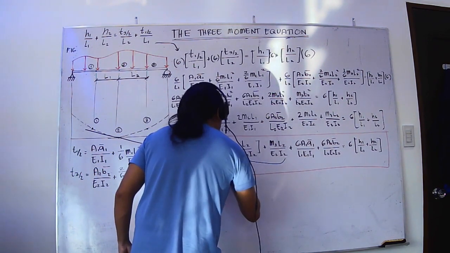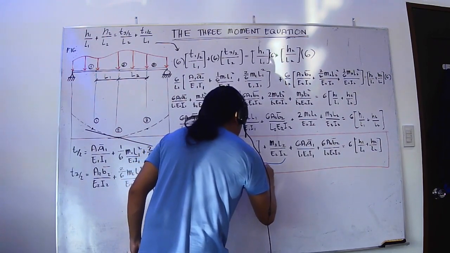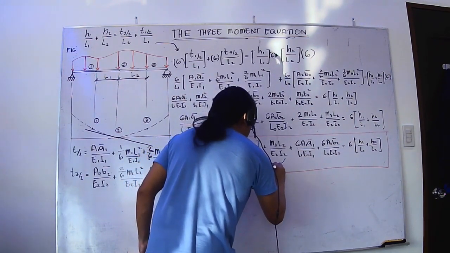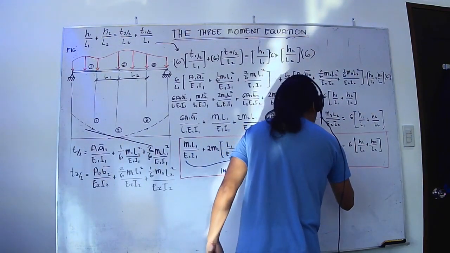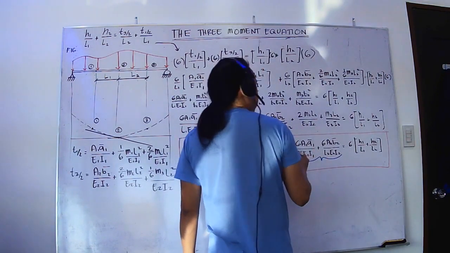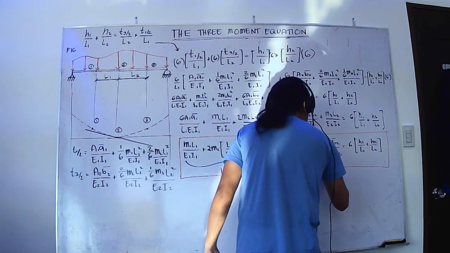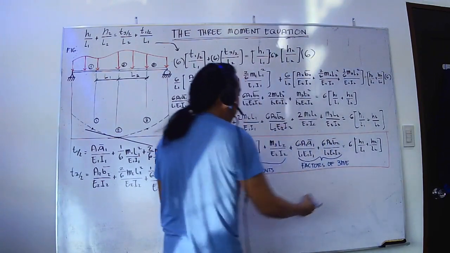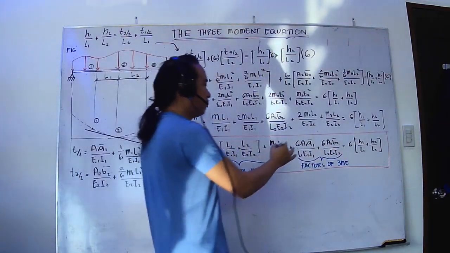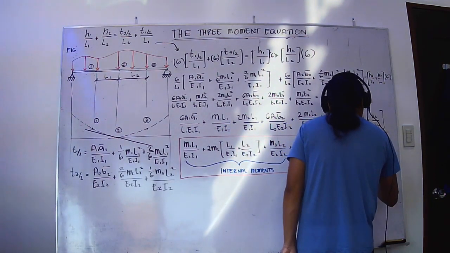These are internal moments, okay? Internal moments. These are the factors of the three moment equation. And this is our support settlements, okay?